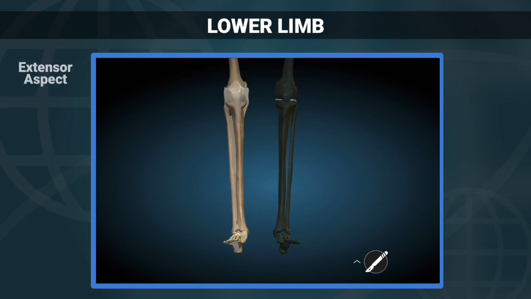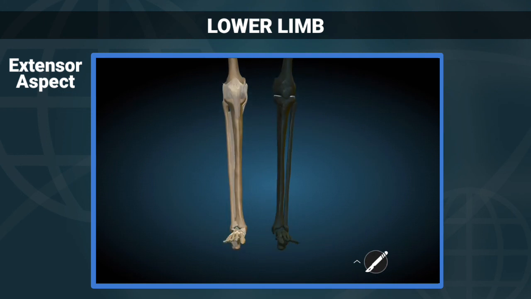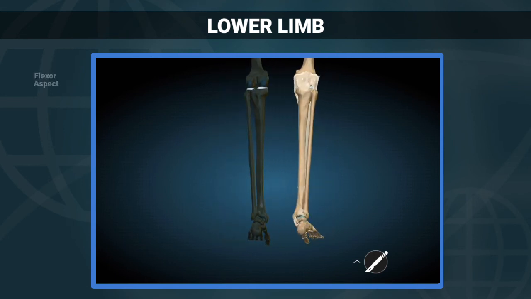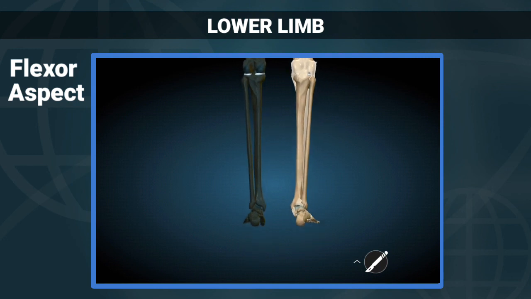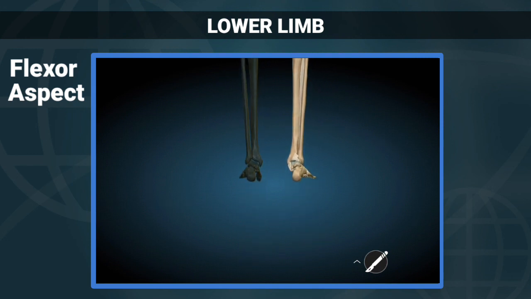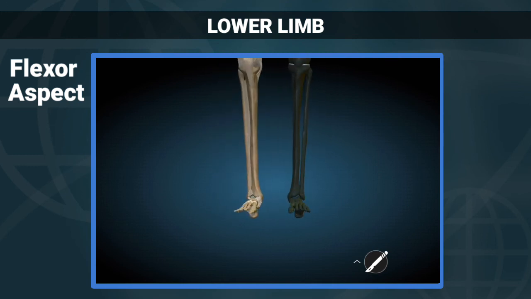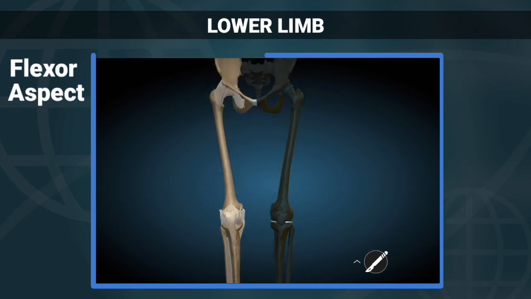The extensor aspect. The extensor aspect is the front of the lower limb. It is the extension part of the lower limb. The flexor aspect. The flexor aspect is to the back of the lower limb. Here, the flexion of the lower limb occurs. So, the extensor aspect and the flexor aspect.